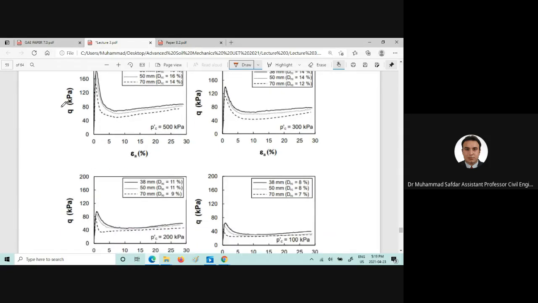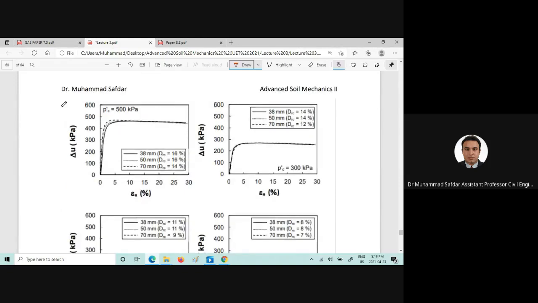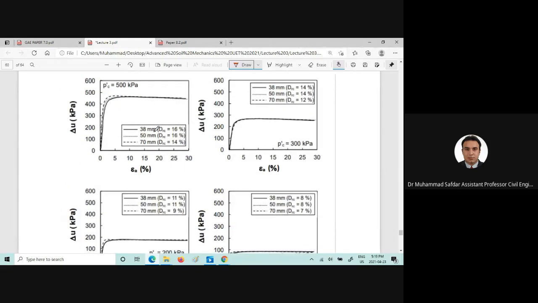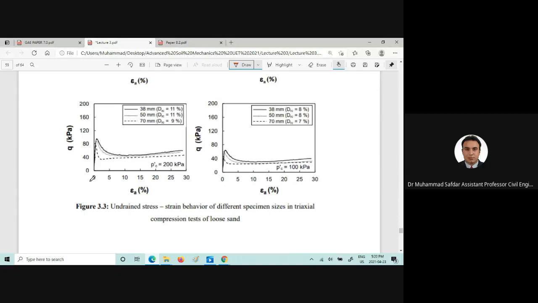Tested behavior in undrained condition, and pore water pressure behavior for each and every specimen. You can clearly see the diameter of the specimen and the relative density of the specimen, how the pore water pressure response is changing. And you can clearly see here the stress strain behavior for the case of, this is the 70 millimeter diameter. Here we are having the 50 millimeter diameter, and here we are having the 38 millimeter diameter.